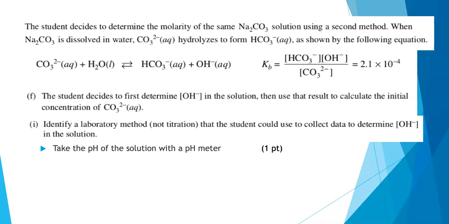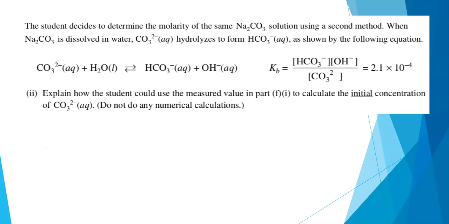But then it continues. There's a second part to part F. All right. How could the student use this measured value to find the initial concentration of carbonate ion? They didn't want you to do the math here. They want you to explain how to get their answer. And there's kind of a lot to do here.